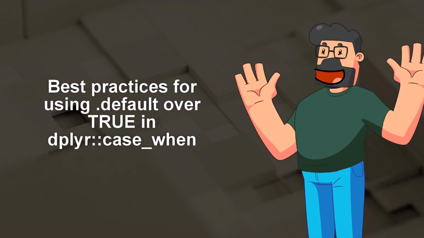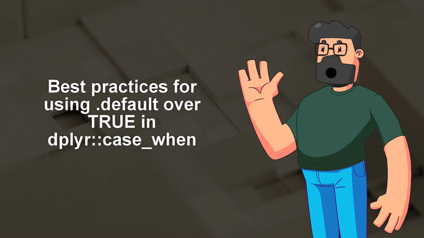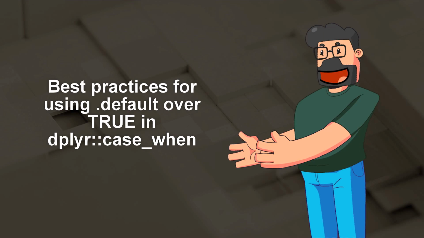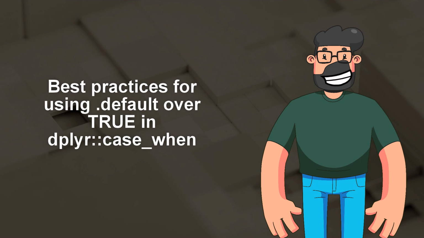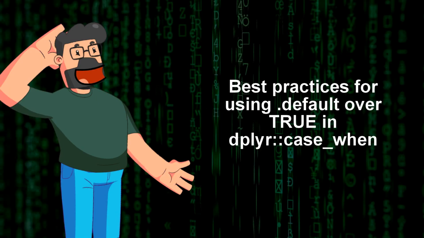Today, we're tackling a common problem that many of our users face when working with the dplyr case_when function. The issue at hand revolves around when to use the .default argument versus setting the last LHS to TRUE. It may seem like a simple decision, but there are some nuances to consider to ensure your code is efficient and future-proof. Now, let's dive into the solution for this problem.